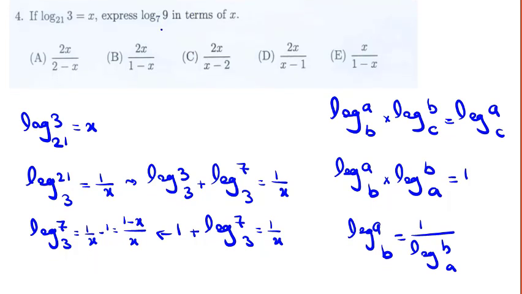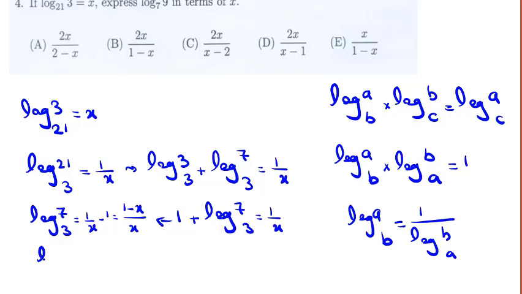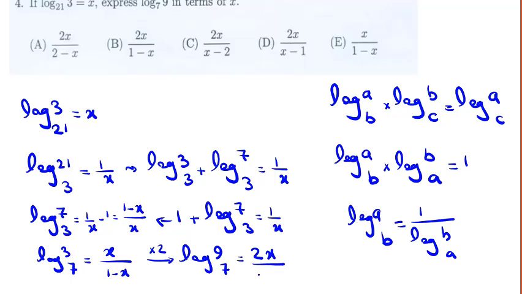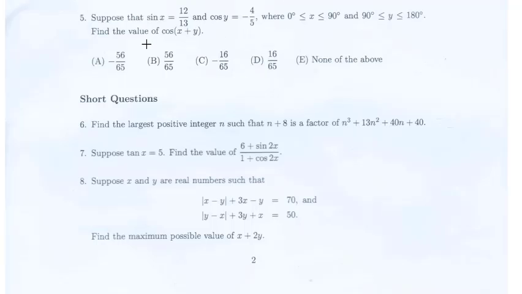And now we want log_9 7. So you say, okay, log_3 7 will be (1 minus x) over x. And if you multiply by 2, 2 times this will be log_9 7, which is the thing that we wanted. 2(1 minus x) over x. So that is the answer.